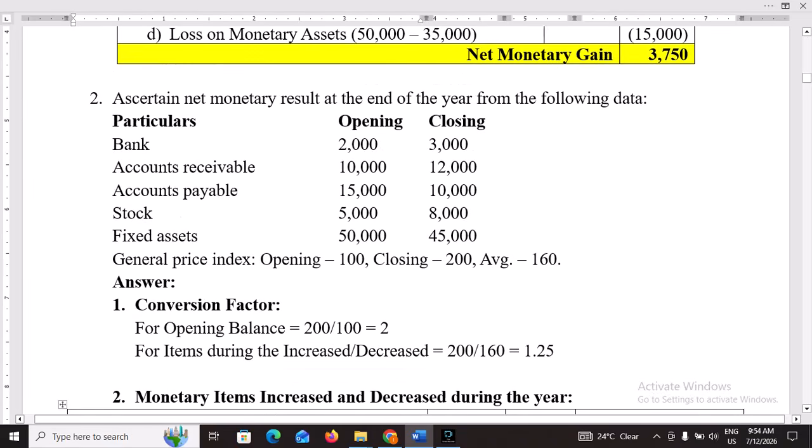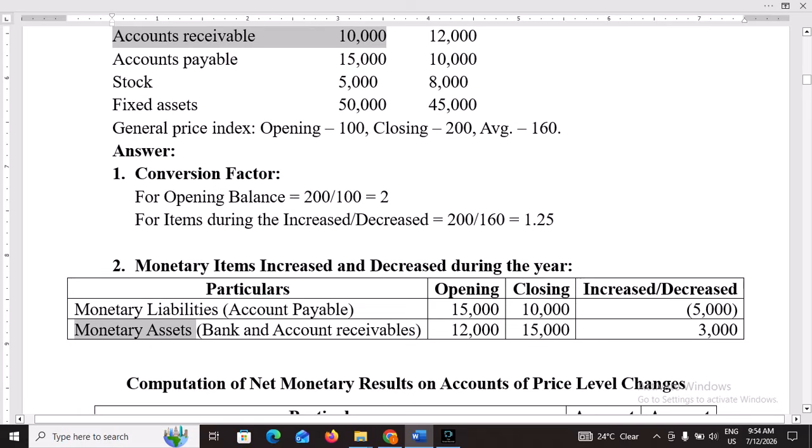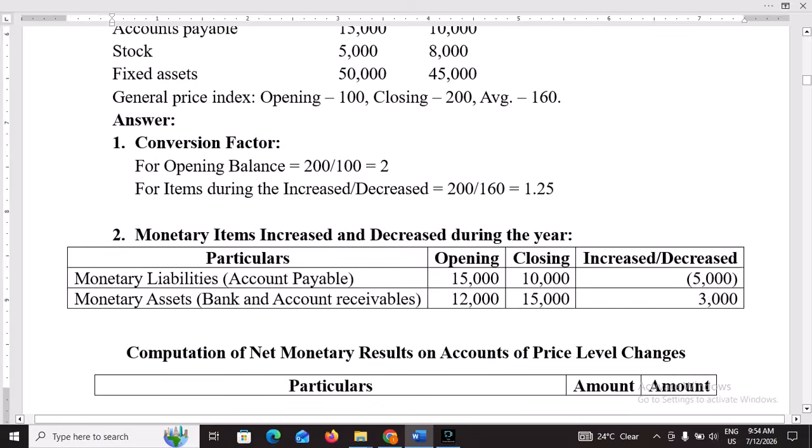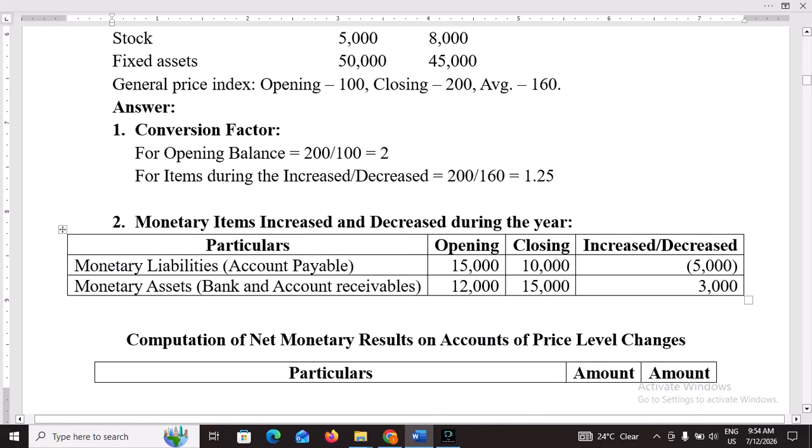So monetary assets are bank. Bank is a monetary asset. Accounts receivable is also a monetary asset, not stock. Stock and fixed assets are not included. Understood? Only bank and accounts receivable are monetary assets.